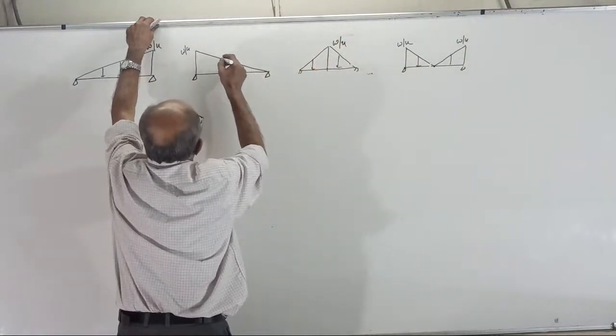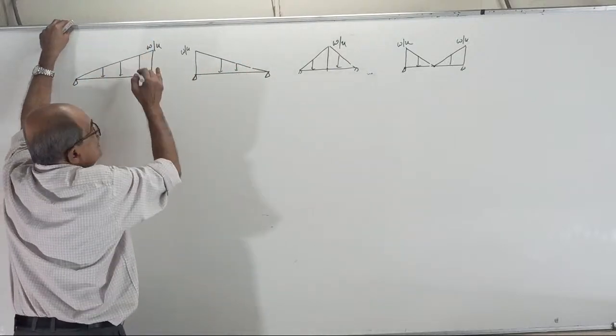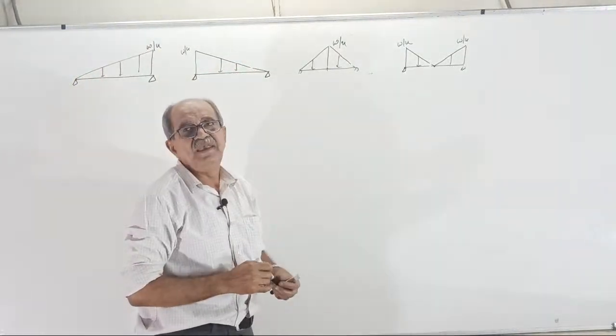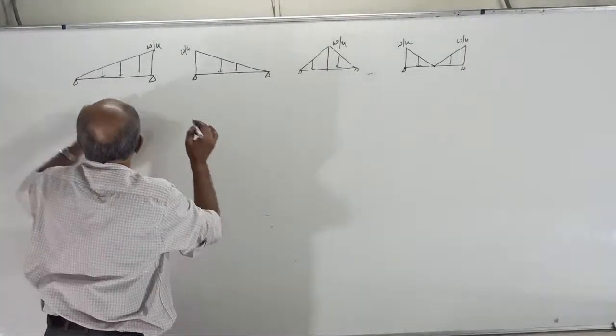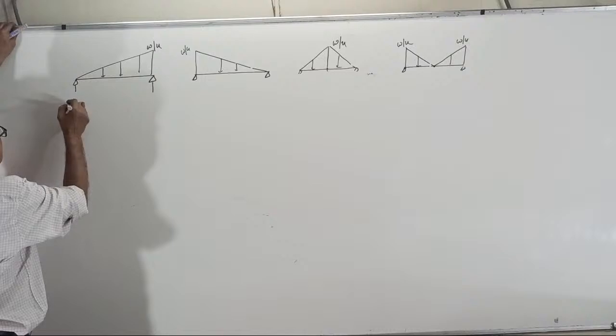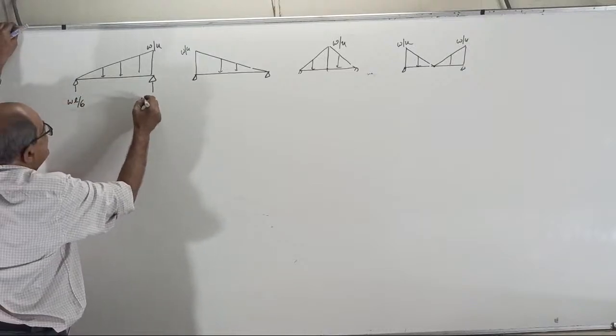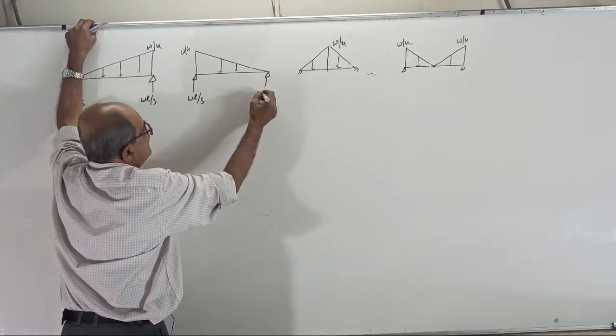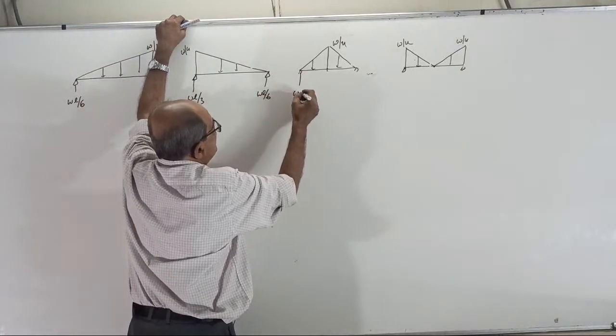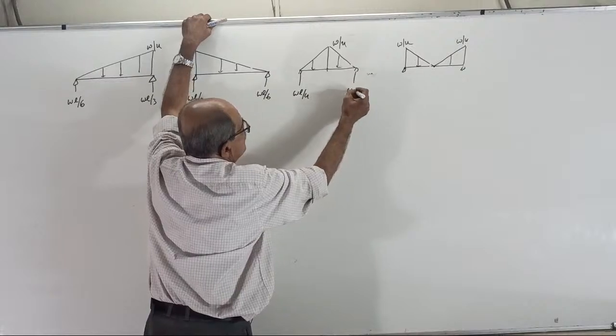Now see. This is the backbone of SFD and BMD for UVL. See correctly. Now I will enter the answers here. This is WL by 6. This is WL by 3. This is WL by 3. This is WL by 6. This is WL by 4. This is WL by 4.